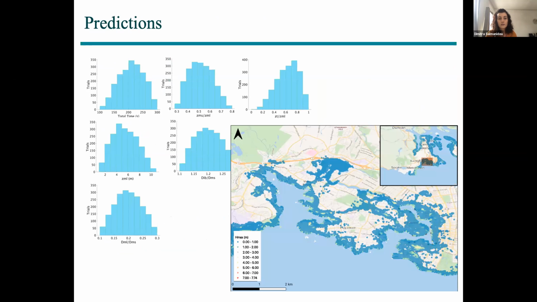So such a hazard map based on the 75th percentile of the predictions is this one. And we see that given these parameter choices, the tsunamis mostly vary between 0 and 1 meter, and also 1 to 2 meters.